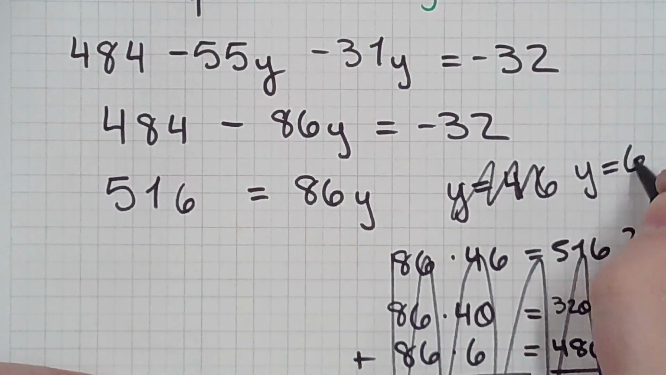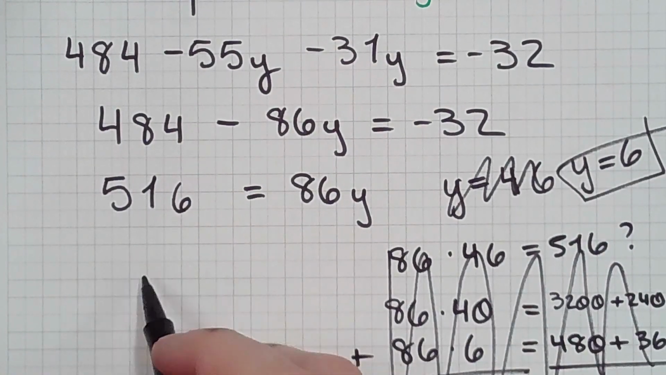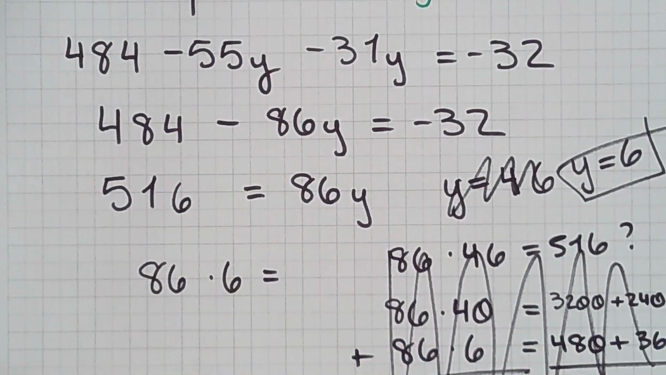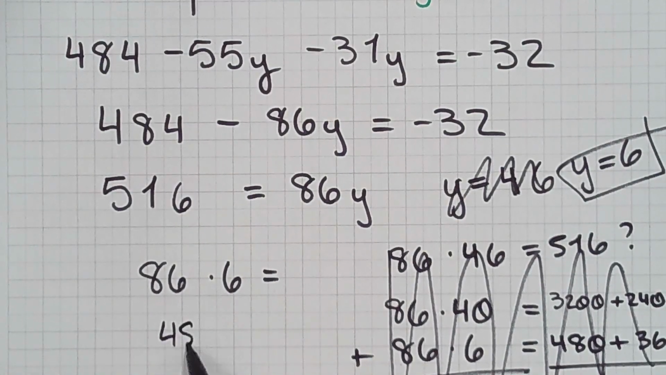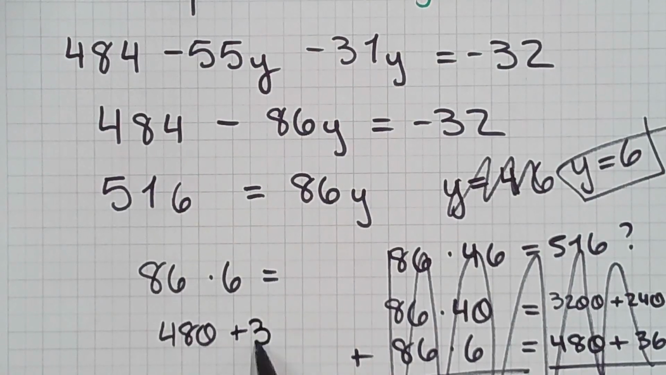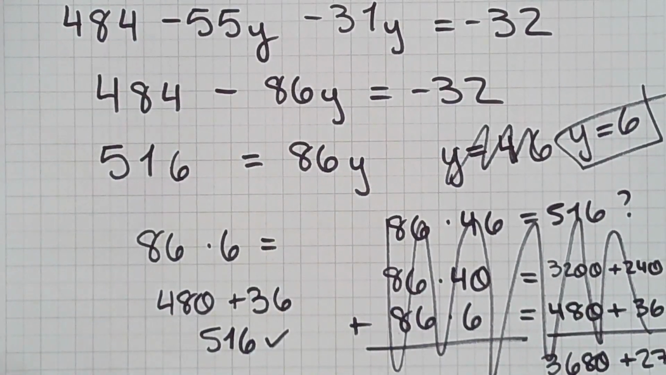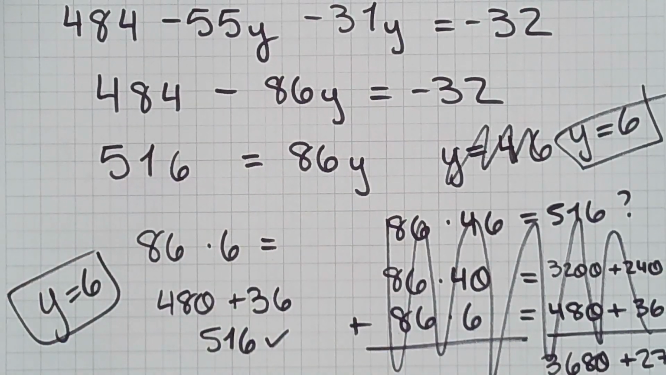It definitely ends in a 6 because it is 6. 6 times 86. Let's check that. I was thinking 5,000 something. So if we do 80 times 6, it's 480. And 8 times 6 is 36. And of course, that will add to 516. So there it is. Right. So our answer for y will be 6. So the number that makes both equations true for y is 6.